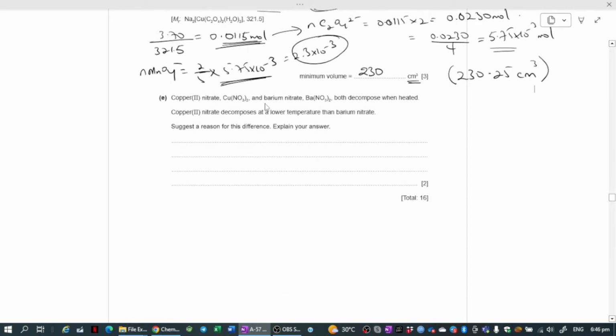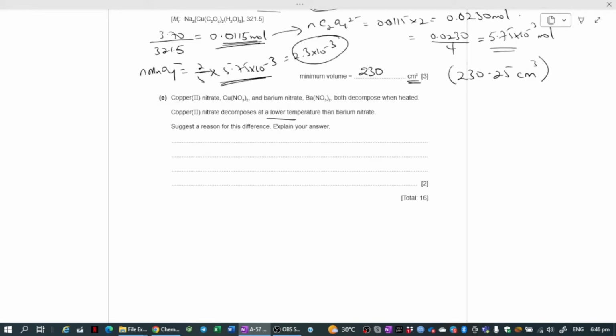Then they tell us copper 2 nitrate and barium nitrate both decompose when heated, but copper 2 nitrate decomposes at a lower temperature than barium nitrate. Suggest a reason for this difference. So because the copper 2 nitrate is decomposing at a lower temperature, it means the copper 2 nitrate is less thermally stable. What does this mean? Think back to your knowledge on the stability of the group 2 nitrates and carbonates.